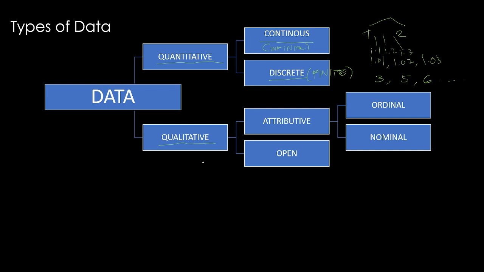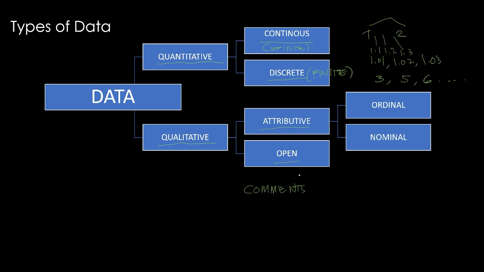For the qualitative type of data naman, we have two types. We have attributive and open. For the open type of data, these are the data that are commonly seen in your customer satisfaction survey. If you have seen a customer satisfaction survey, at the bottom part they are asking for comments. Diba? Or on the comment side of YouTube, those comments can be considered as open data.